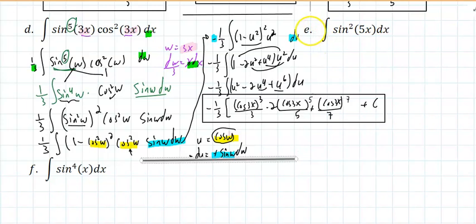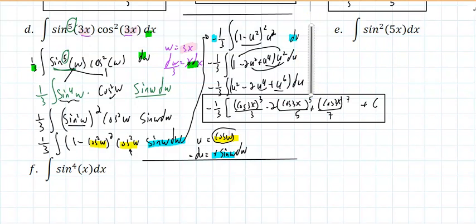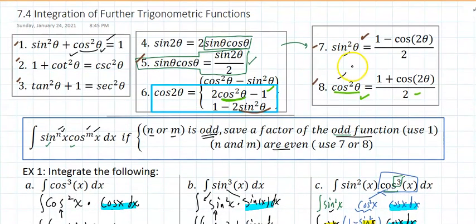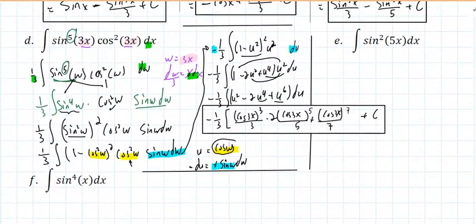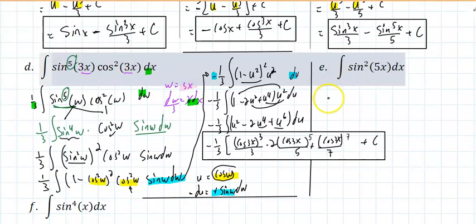Now, what if I'm looking at part E? Actually, part E turns out to be a bit nicer than you think. The catch, you must use 7 or 8. 7 or 8 meaning you have an even power, you don't have any odd. Well, if it's sine, you use 7. If it's cosine, you use 8. Since it's sine, you're going to use 7. So sine squared of an angle is 1 minus the cosine of twice the angle divided by 2. The only way to do this problem would be to use that. There's no other way around it.